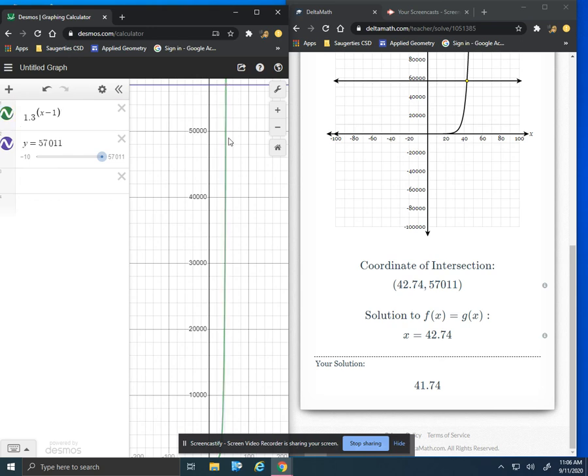Now that I have that new function, let's hover over that point, 42.74. Okay, so basically just changing that exponent changed our answer. So you would have entered 42.74. So I'm going to leave the mistake because I think it's a good one for you guys to see, and hopefully that video helps.